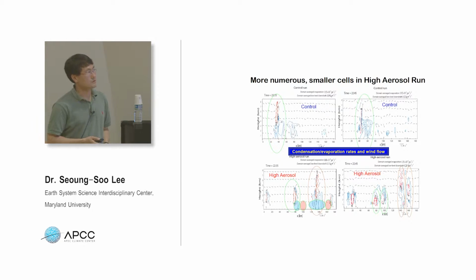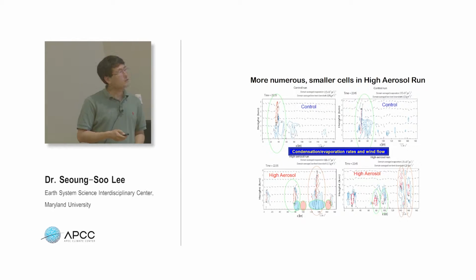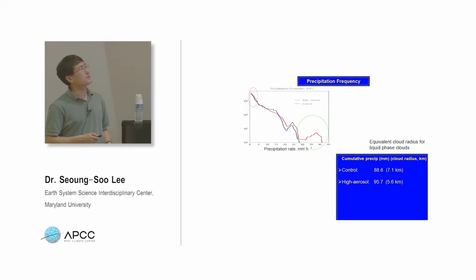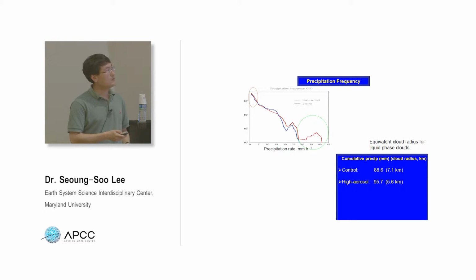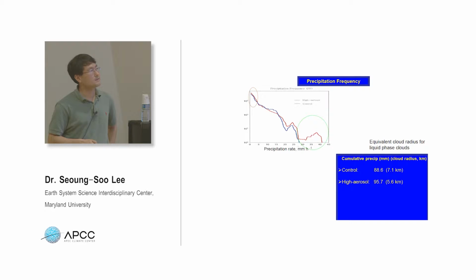All right, let me look at the precipitation frequency distribution. For the precipitation rate above 27 millimeters per hour, there's presence of precipitation in the high aerosol run, but there's no precipitation in the control run for this precipitation rate range. Also, for the precipitation rate below 5 millimeters per hour, there's a large frequency in the high aerosol run. With this frequency distribution, the high aerosol run shows about 9% larger cumulative precipitation, as mentioned.